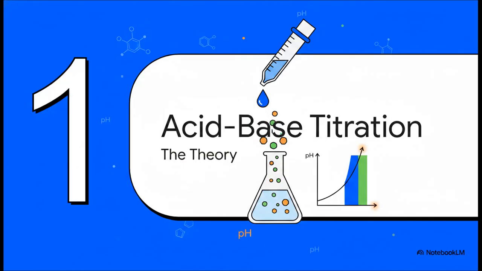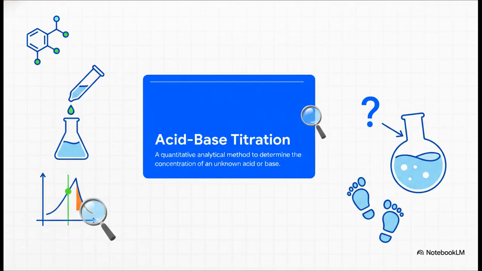Okay, before we jump into the lab and start mixing things, we really need to get a handle on the theory. What's actually happening at the chemical level when we do a titration? At its heart, you can think of acid-base titration like a detective story. We have our mystery solution, an acid or a base of unknown strength. And to figure it out, we bring in a witness that we know everything about. That's our standard solution. And by reacting them together, we can get our mystery solution to reveal its secrets.